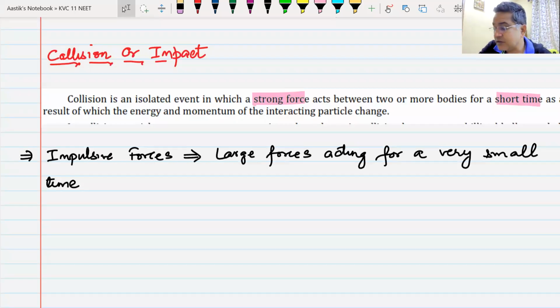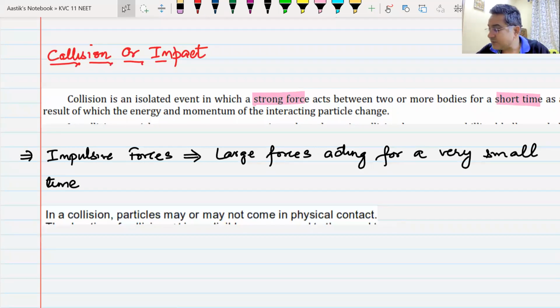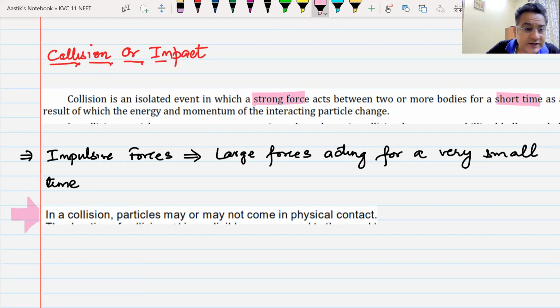What we see in a collision is that impulsive forces act on a body. Whenever we hear about collision, we always think that for a collision, the bodies must come in contact. Remember, collision is possible even without bodies coming in contact. So remember all these points. These points may come as questions in your exam.